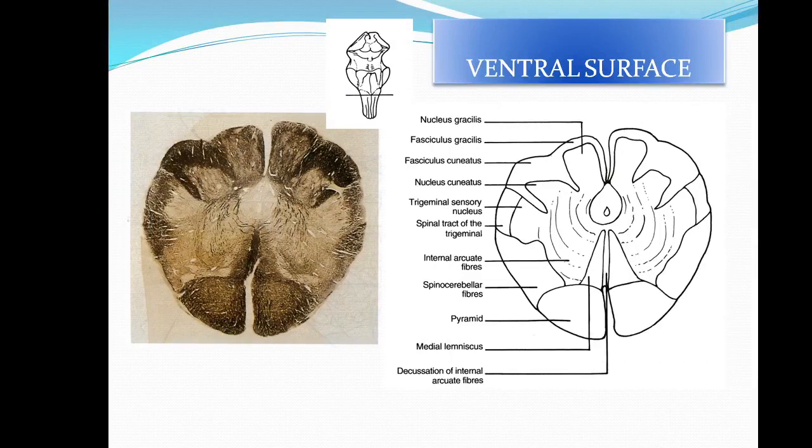On the ventral surface here you can see the nucleus gracilis, the nucleus cuneatus, the fasciculus gracilis, fasciculus cuneatus. These are the internal arcuate fibers. This is the central gray matter. Here, these are the pyramids, and this is the medial lemniscus.